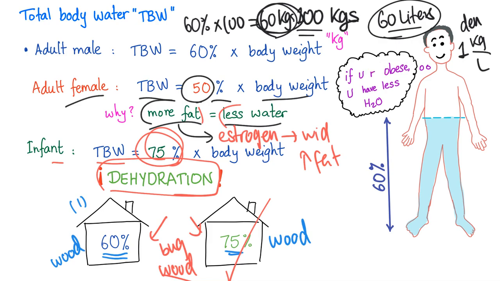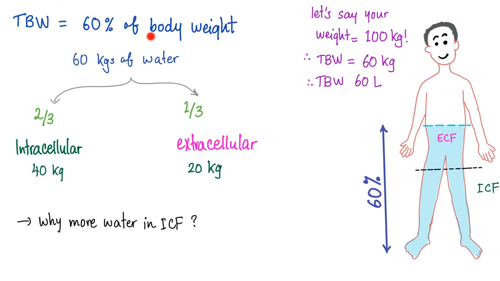One last point. If you are obese, you have less water. Why? Again, more fat, less water. Total body water, 60% of your body weight. So let's say that your weight is 100, total body water is 60 kilograms.